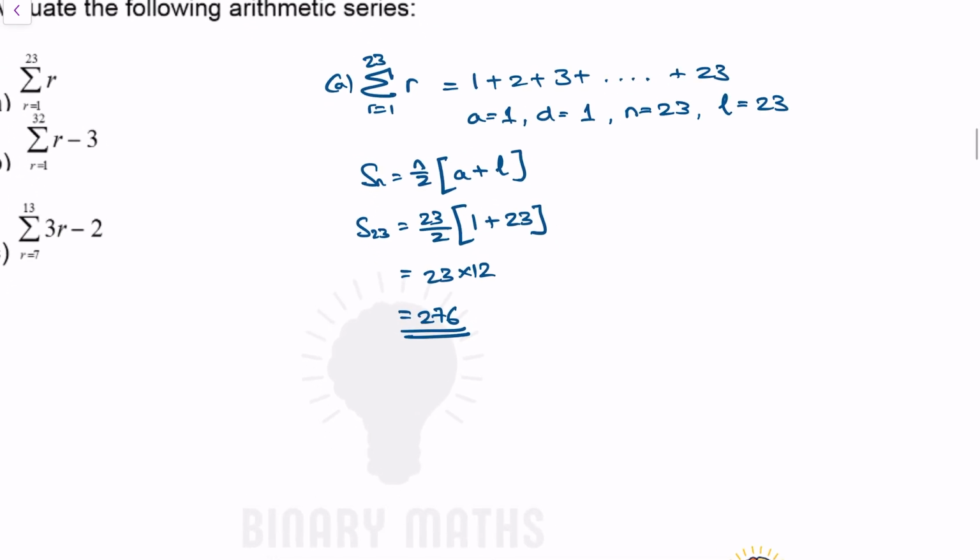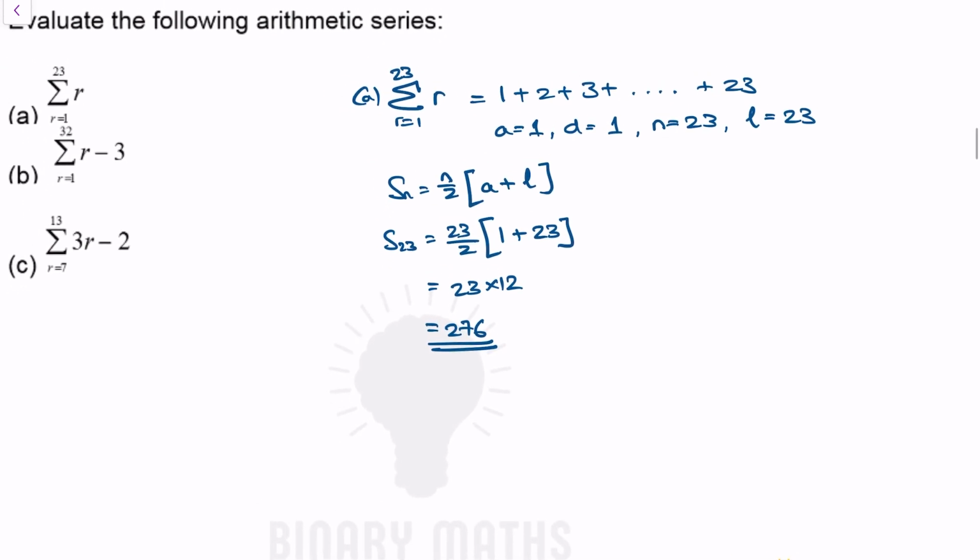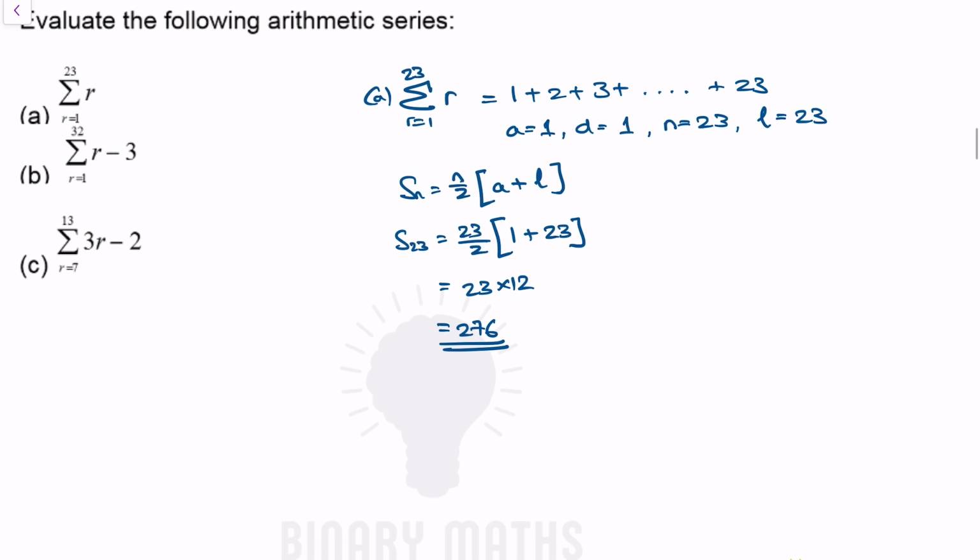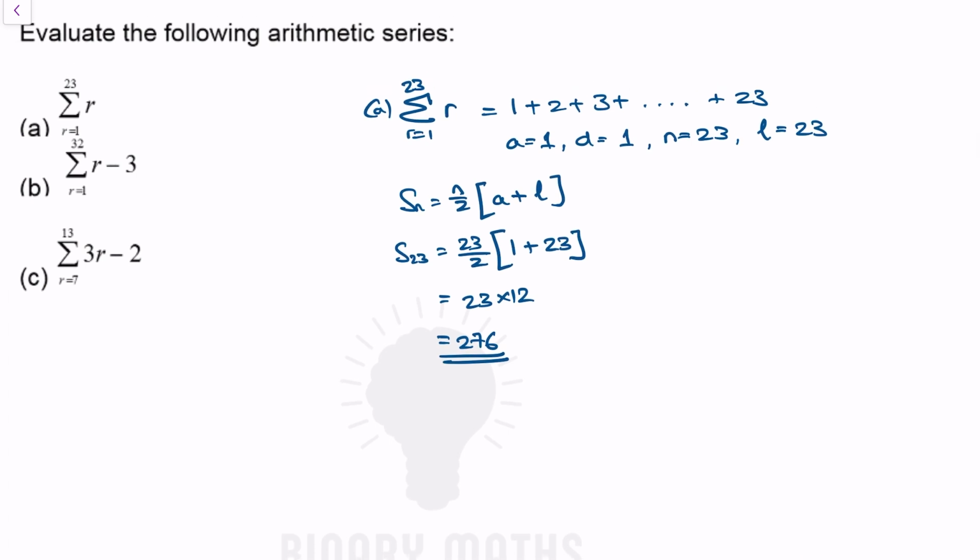Okay, let's look at B. So this only works because it's an arithmetic series. Sometimes they might not tell you it's an arithmetic series. If when you write out the numbers, you notice that it's an arithmetic series, then use the Sn formula.